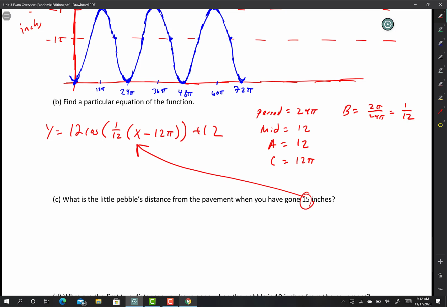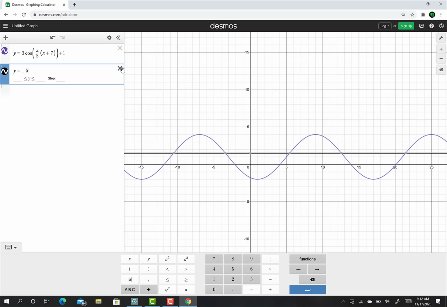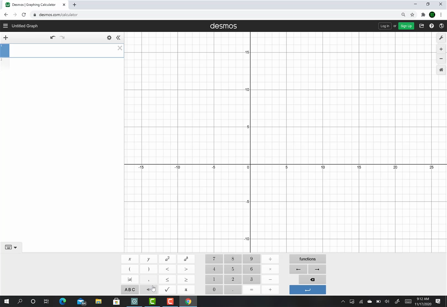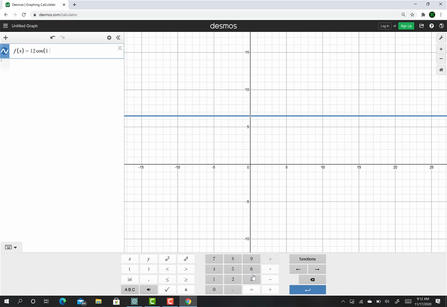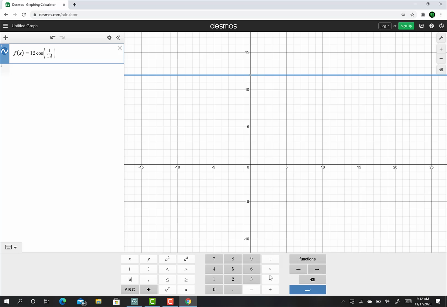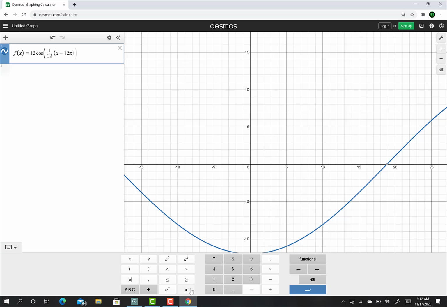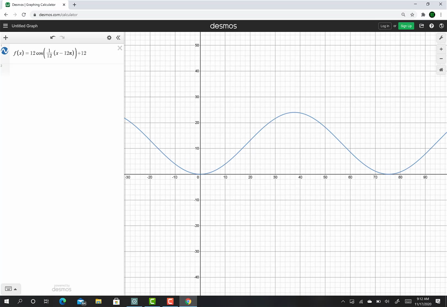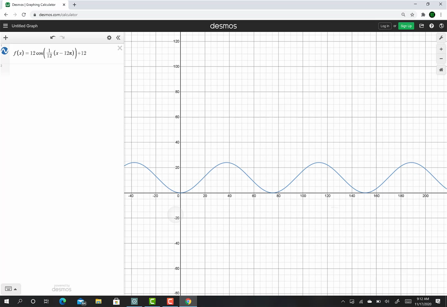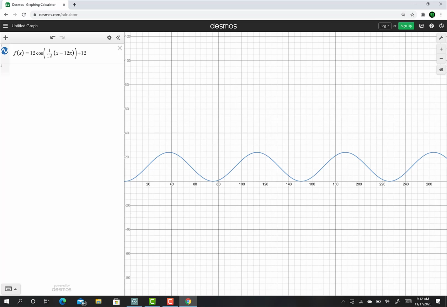So 12, I think I can remember all the 12s, right? Let's see. I'm going to write f of x, because I might have to use a table maybe. f of x equals 12 cosine 1 divided by 12, move to the right, open parenthesis, x minus 12 pi, close, close, plus 12. So there it is. At least 2 cycles. Perfect.